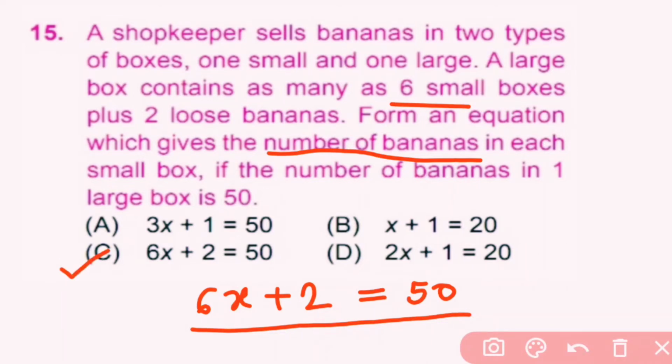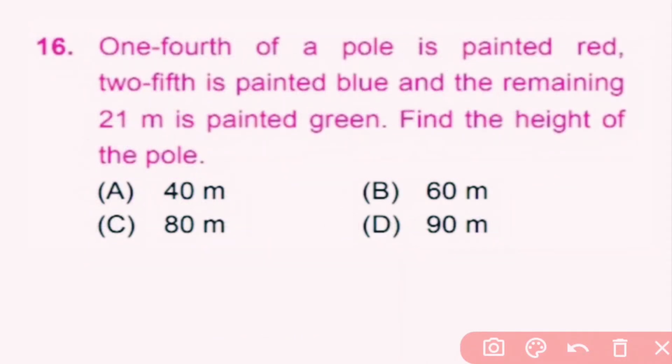C is the correct answer. Question number 16. 1/4 of a pole is painted red, 2/5 is painted blue, and the remaining 21 meters is painted green. Find the height of the pole. We assume the height is x. According to the question, 1/4 of the height is painted red and 2/5 painted blue, means 2/5 x, and the remaining 21 meters is painted green.